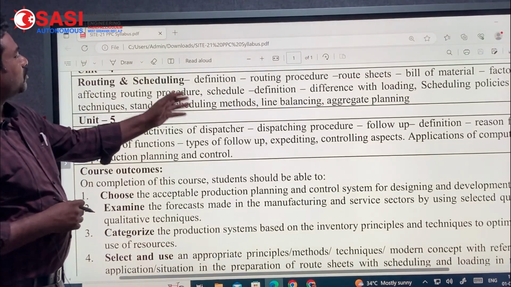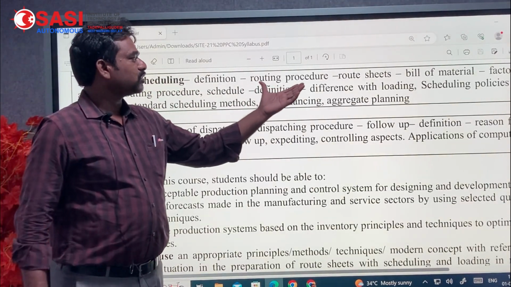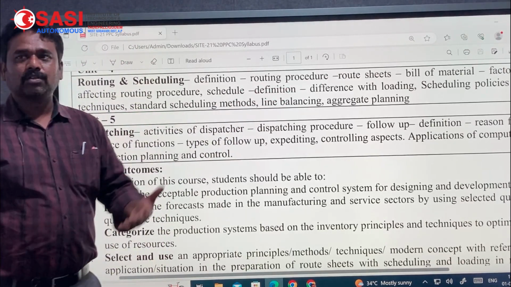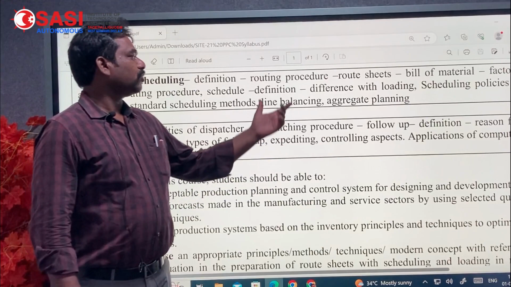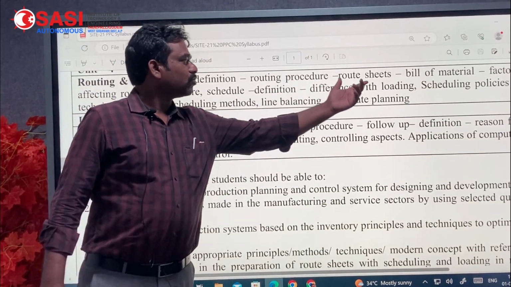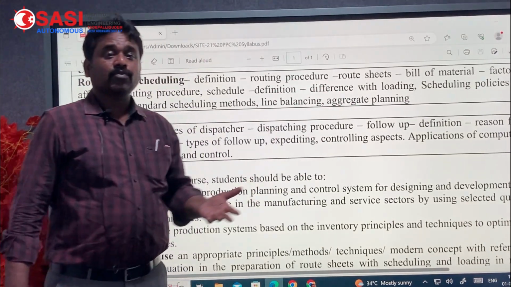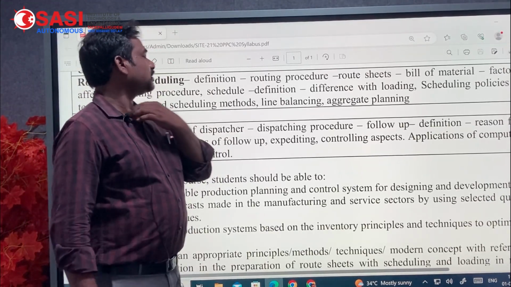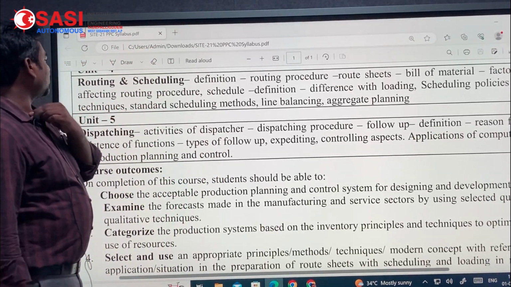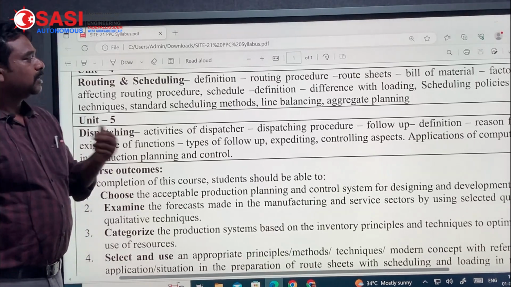So in routing, we are going to see the definition, what the routing procedures are, meaning what considerations we are going to take in order to prepare the route sheets, and based on those, how the route sheets are prepared, what information is included in those route sheets, what the bill of materials is, and what the various factors affecting the routing procedures are.